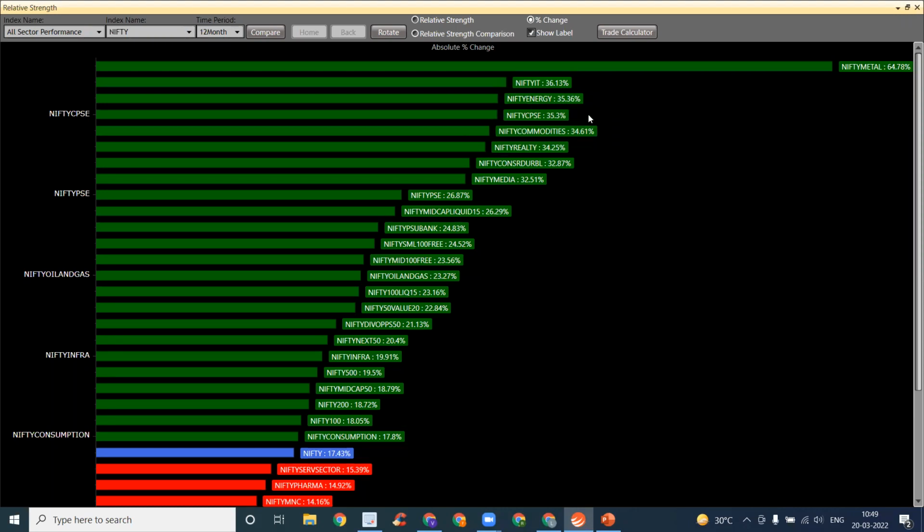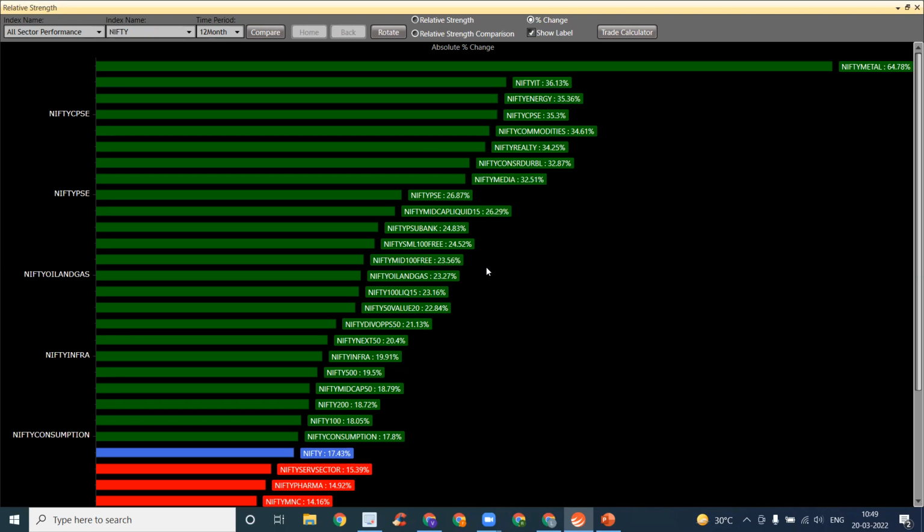IT by 36%, energy by 35%, central public sector enterprises by 35, commodities 34, realty 34. Realty went up tremendously high in August, September, and now last week it showed once again. But as I know in the market, what I'm reading, the realty is not in a very good shape. Some sector rotation has happened, because of which this week realty was good. But we'll have to see and watch realty before we enter realty.